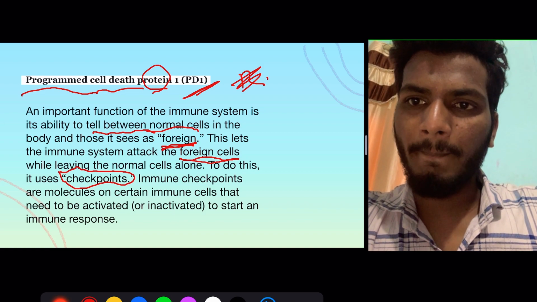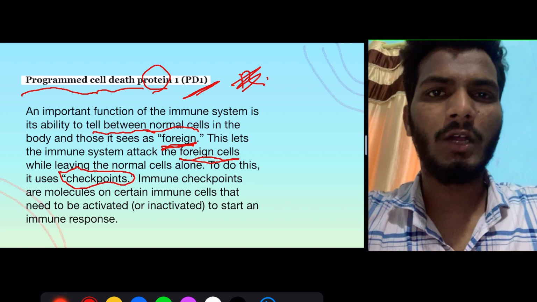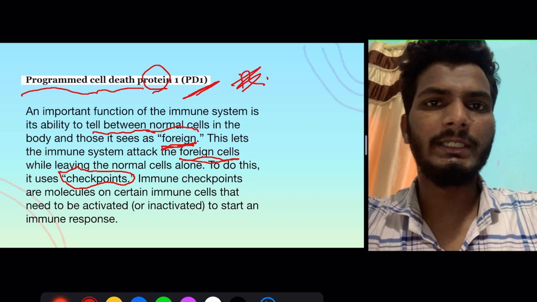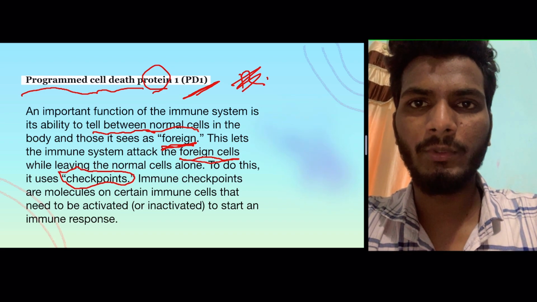So this is PD1. This protein is found on our immune cells, T cells, B cells, and other cells, mainly T cells. Moving on.